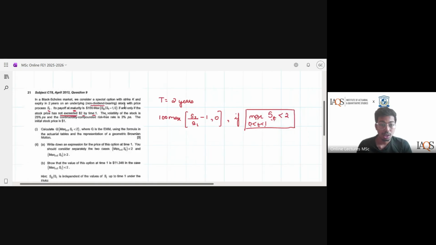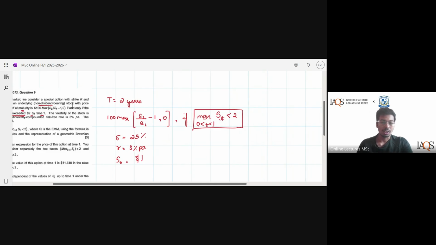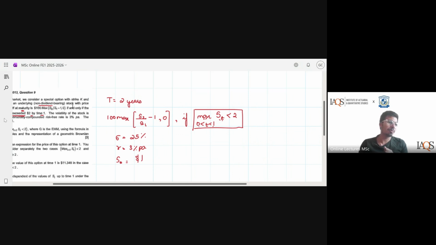All right. Now, the volatility of the stock is 25% per annum. Continuously compounded risk-free rate is 3% per annum. The initial stock price is $1. Fair enough? Everyone understood what is given in the question? All right. Can I actually break this down into 2 things? There is one cryptic thing that they have hidden in the equation, which 99% of the students don't get.